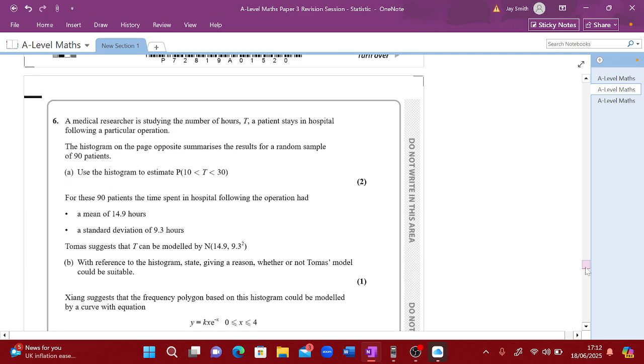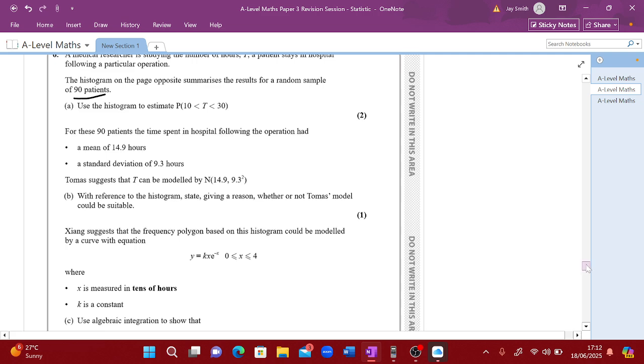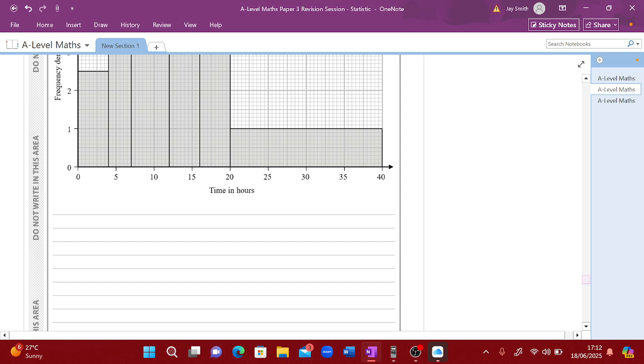I got one more probability question. So it says a medical researcher is studying the number of hours a patient stays in a hospital following an operation. The histogram on the page after it summarizes the results from a random sample of 90. I'm going to highlight that. Using the histogram to estimate P of 10 less than T less than 30. So we're given the histogram here.